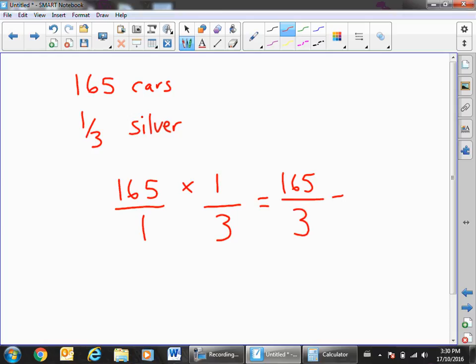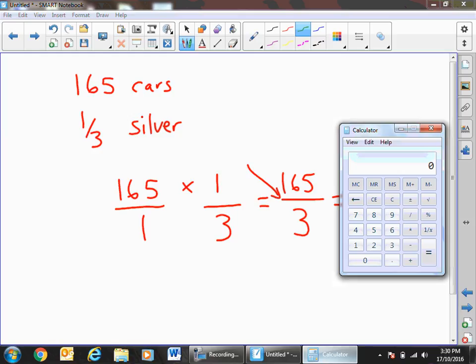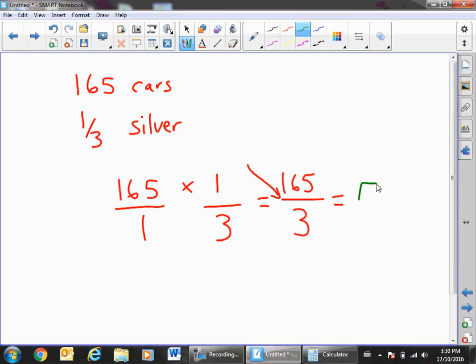Now we have to reduce this improper fraction down. Remember, this line right here means divide. So really we're saying 165 divided by 3. We just pull up our trusty little calculator here. 165 divided by 3 equals 55, which gives us our final answer of 55. Okay, let's check out another example here.